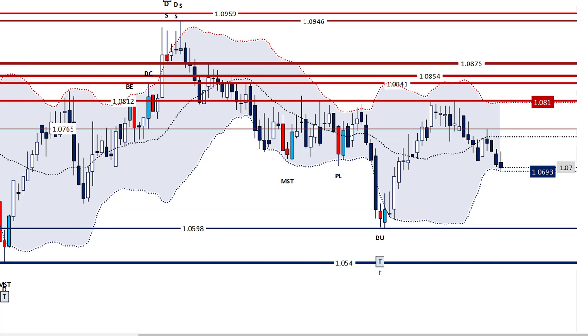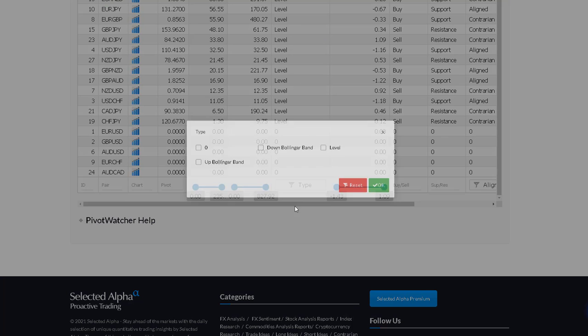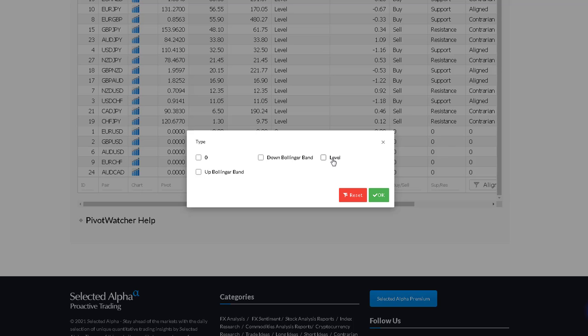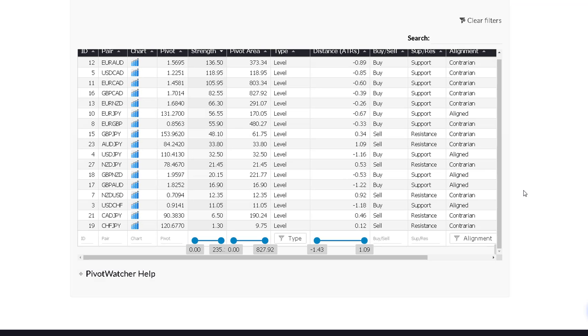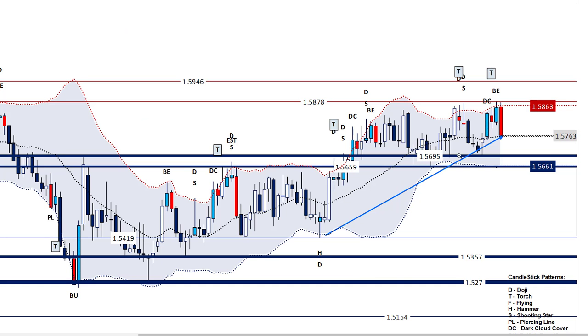You can select pivot types in the checkbox menu at the bottom of this table. Let me select only the horizontal levels for the analysis. Now you see the list of the nearby price levels, ranked by strength. Let's open the top pair, Euro-Australian dollar, showing the nearby support pivot at 1.5695, ranked at 136.5 real strength points.